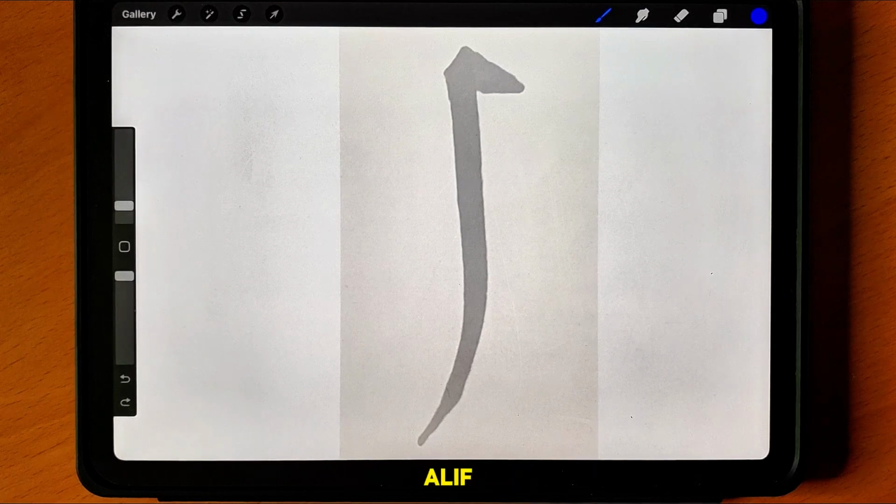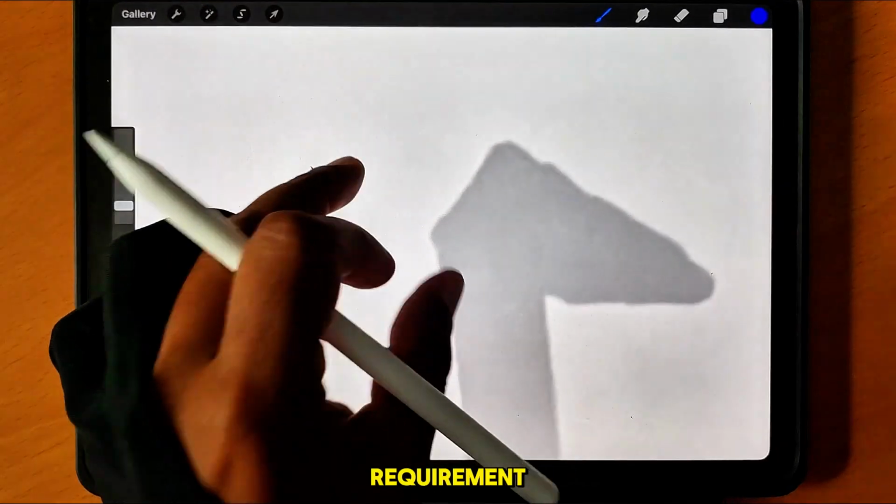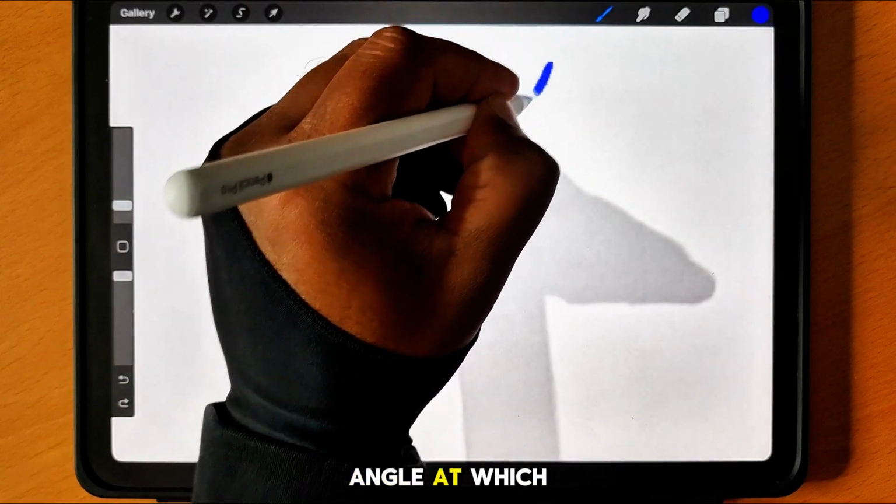So let's talk about the letter Alif and some of the common mistakes that beginners make when they are first attempting to script this letter. Now, there are a number of requirements for this to be correct, and we're going to get started with the number one requirement, which is the angle at which we hold the pen.